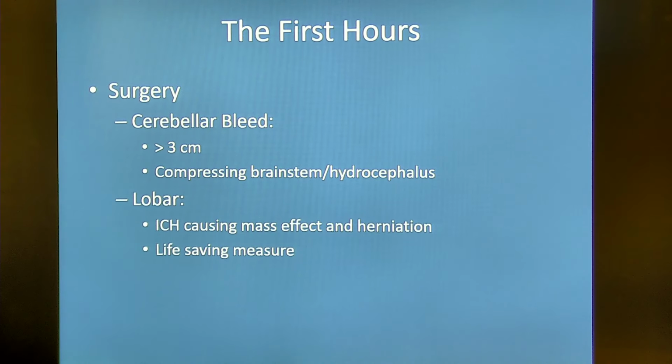As far as surgery goes, when one has a cerebellar bleed and it's above 3 centimeters, that is usually an indication for a surgical intervention to relieve pressure on the cerebellum, as it can compress the brainstem and lead to hydrocephalus. For lobar bleeds, it is a little bit more nuanced in terms of who requires a surgical intervention. It requires ongoing conversation with neurosurgery as well as the patient's family. It must be realized these surgeries for lobar bleeds tend to be more life-saving measures as opposed to impacting functional outcome.